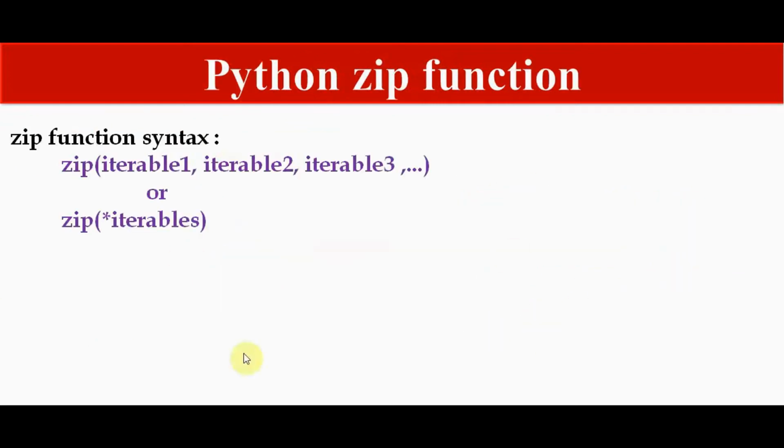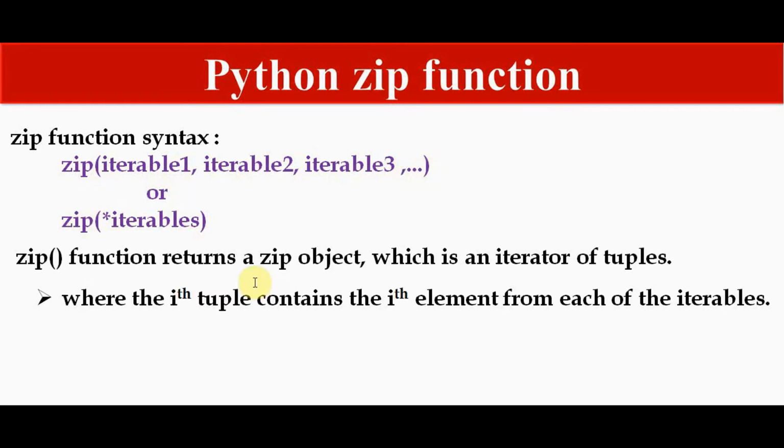So this is the syntax for the zip function. Zip star iterables means that the zip function can take 0 or more iterables as its argument. So that is expanded here as iterable 1, iterable 2, iterable 3. It can have as many iterables passed and it will return a zip object, which is an iterator of tuples where the ith tuple will contain the ith element from each of the iterables.